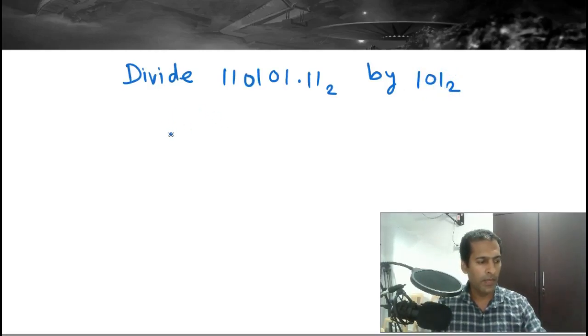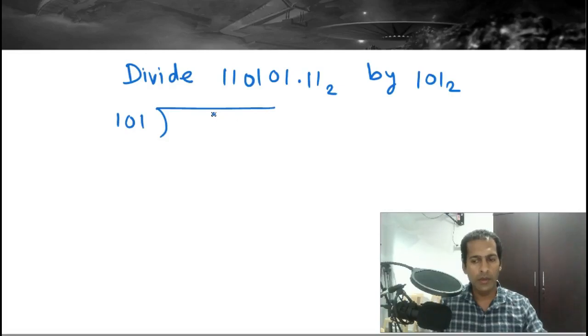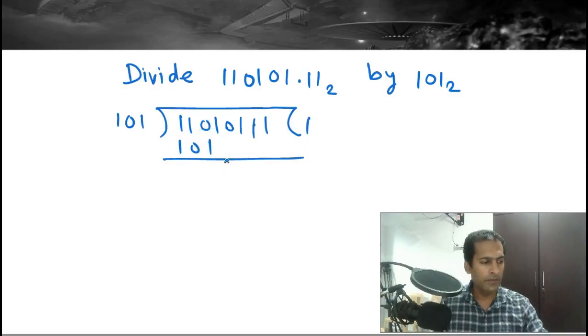Now we will write 1 0 1. We have to divide 1 1 0 1 0 1.11. So directly we'll write 1 1 here. After that we'll put the point. So first we can divide by 1 0 1 itself. So here we'll get 0, minus 1 1, borrow 1, 1 minus 1.